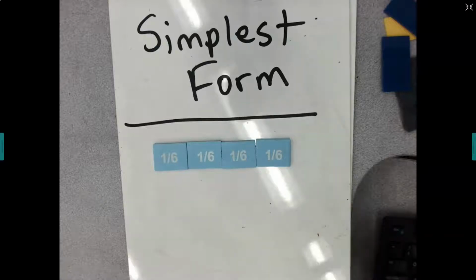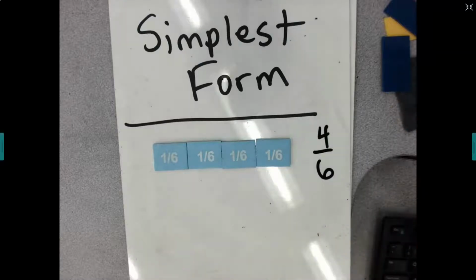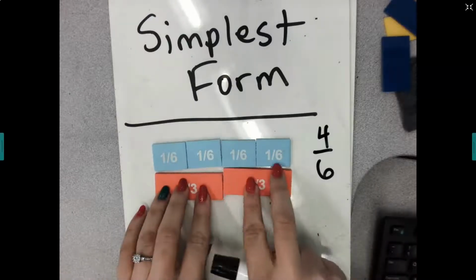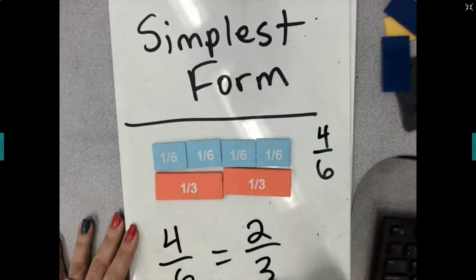Okay, so simplest form is related to finding an equivalent fraction. Here I have 4/6. I can say that 4/6 is equivalent to 2/3. Okay?